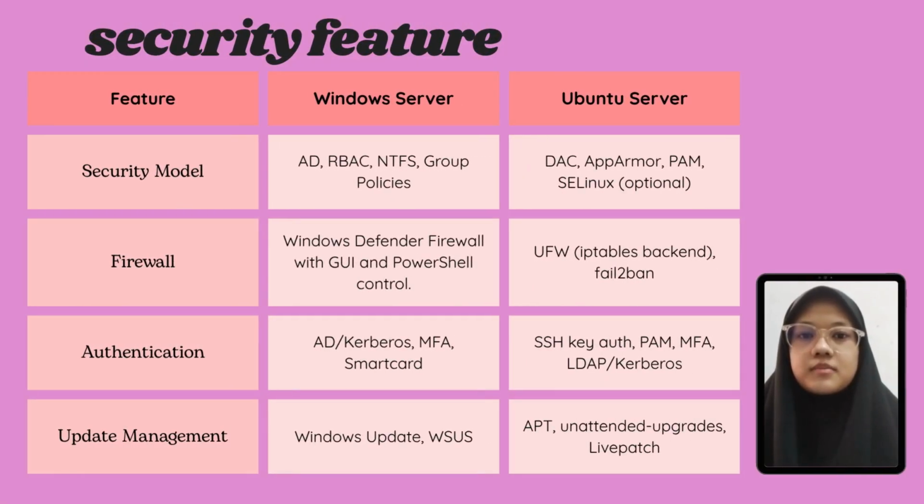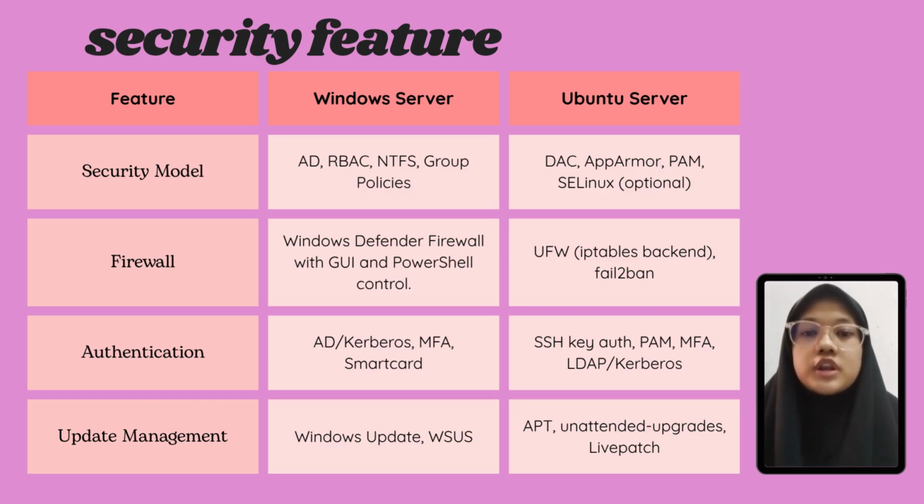A secure operating system must protect data, prevent unauthorized access, and resist attack. Let's compare the security features of Windows Server and Ubuntu Server. First, the security model. Windows uses NTFS permissions, Group Policy, and Active Directory for centralized control with role-based access control (RBAC). Ubuntu uses a discretionary access control combined with AppArmor or SELinux for mandatory access control, offering more flexibility for hybrid deployment.